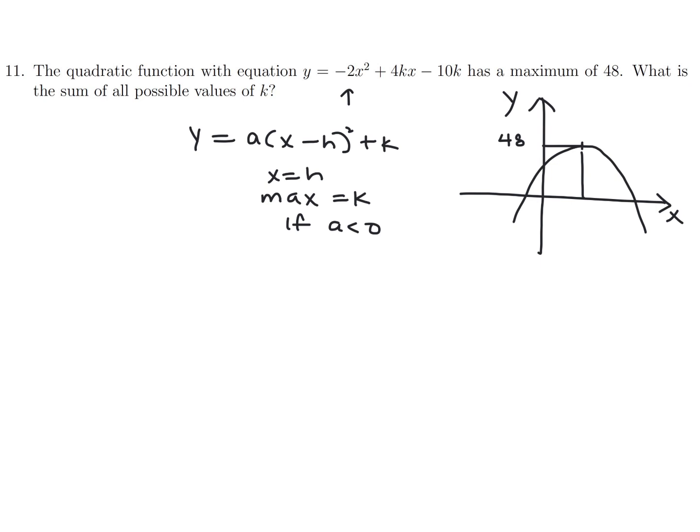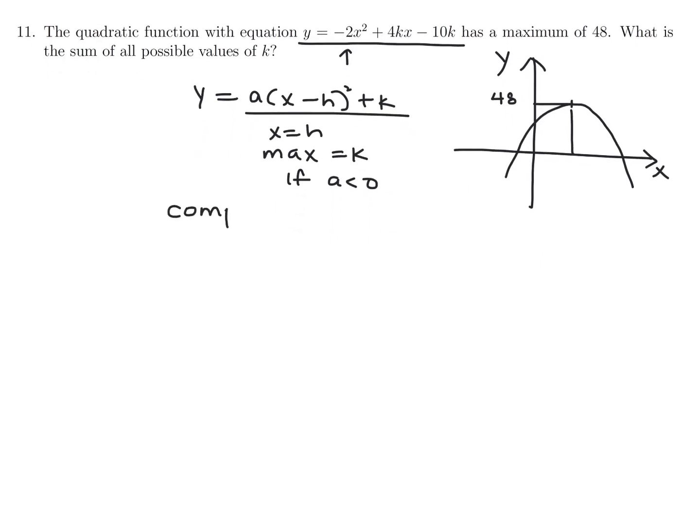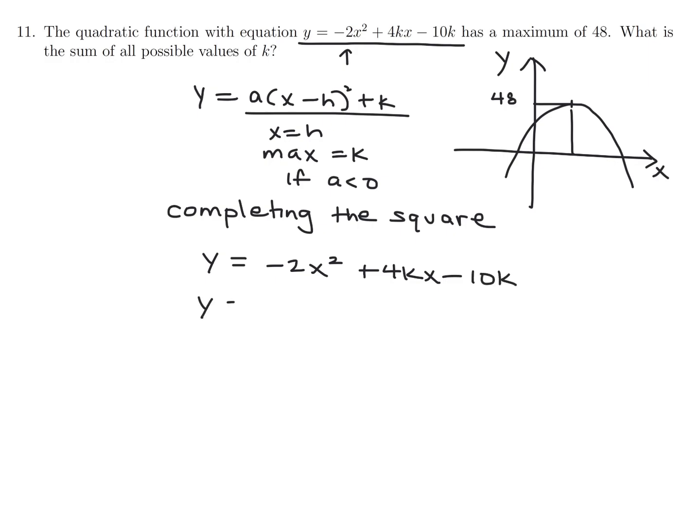Okay, so we have to change that equation into this form. And how do you do that? Well, you do that by doing something called completing the square. Some of you know how to do this, and I'll walk you through it. So we have y is equal to minus 2x squared plus 4kx minus 10k. The first thing you do is factor out this minus 2. So I get x squared minus 2kx, and then this minus 10k, just leave it alone for now. You don't need to worry about it.